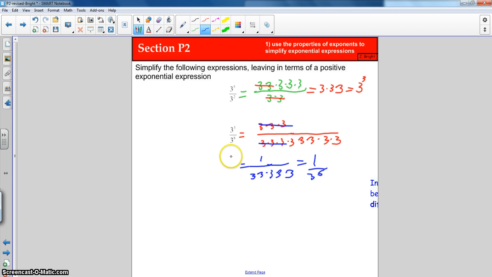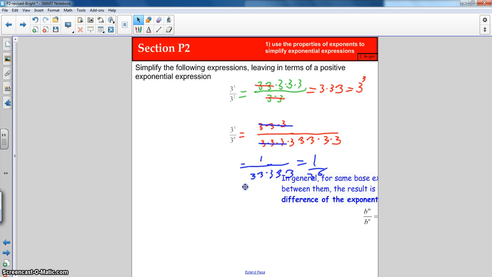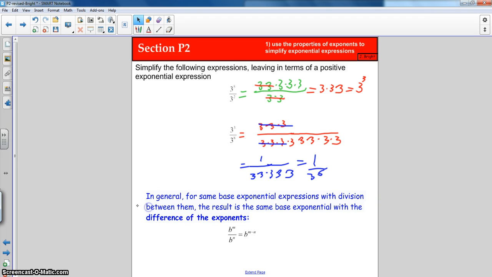Okay, so what did I do between the expressions? Well, I can write it out and simplify it. That's all good. But up here, to get 3, I just subtracted the exponents. Similarly here, I ended up subtracting the exponents, but the larger of the exponents is in the denominator, so that's where my result went. In general, again, with same base exponentials, you'd take their difference.